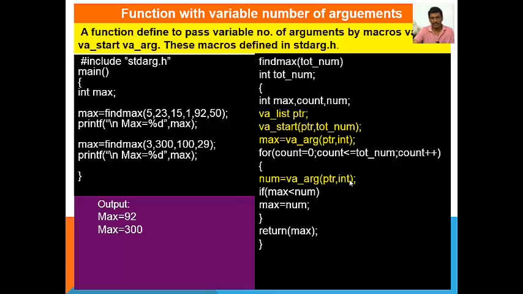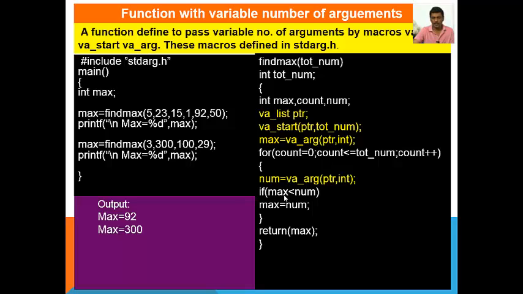Then it will get the next number from that sequence, 1. So 1 is assigned to num. What is the value of max? Max remains 23. 23 less than 1, condition false. Continue the loop. Then it gets another value from that sequence, 92. Now the value of num is 92. So max remains 23. 23 less than 92, condition true.